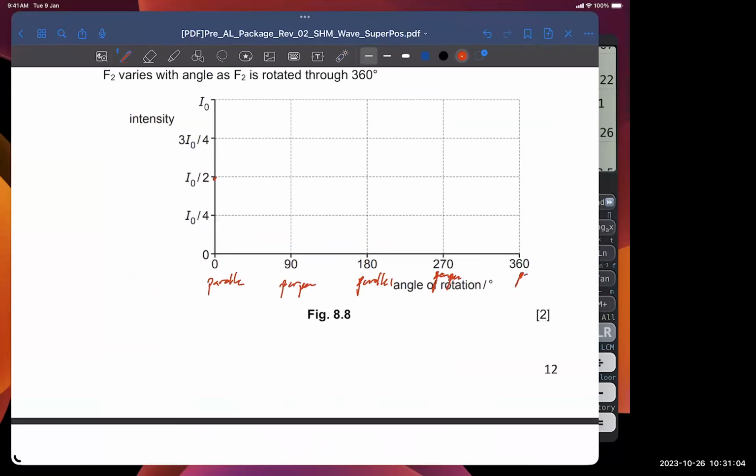This is parallel. So you start here and here and here. So your wave, this is a sine curve, right? So it kind of goes nicely like this and like this. Something like that.